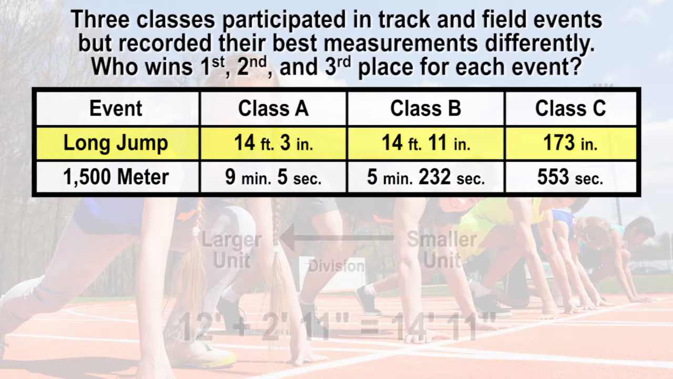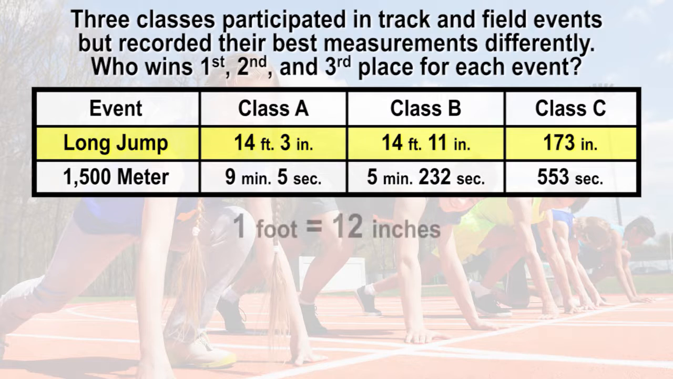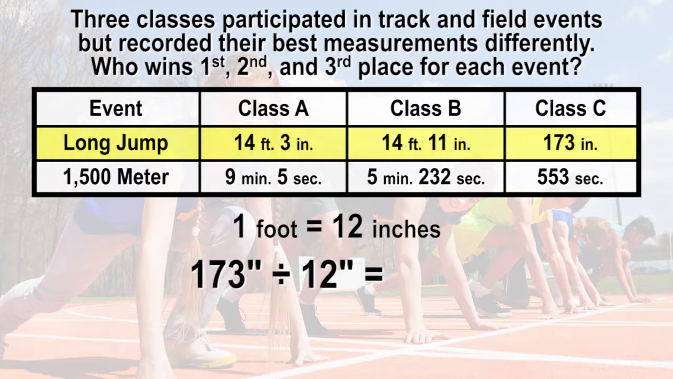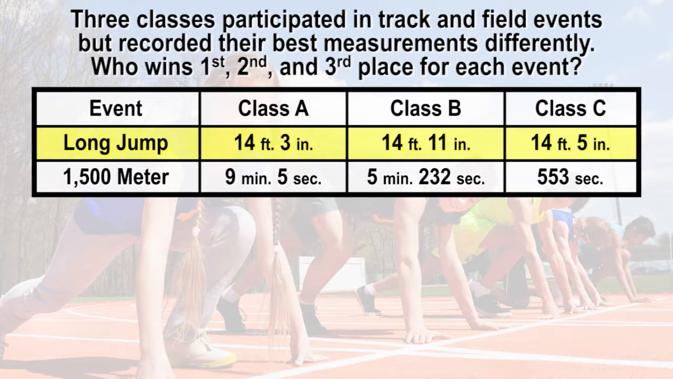What about Class C's jump of 173 inches? If 1 foot equals 12 inches, then let's divide 173 inches by 12 to find out how many feet that is. 173 inches equals 14 feet and 5 inches. Comparing Class A's total, Class B's total, and Class C's total, now it's easy to see that Class B was first place, Class C was second place, and Class A was third place.